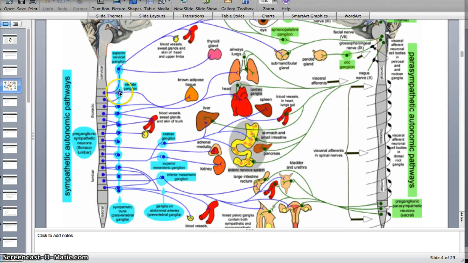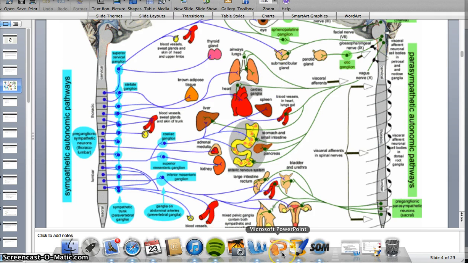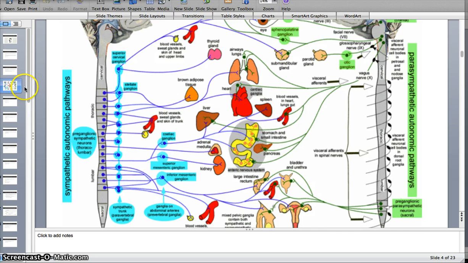Here's our sympathetic, preganglionic within that spinal cord. That's where it originates from. Short pre, long post. Parasympathetic, long pre, short post. So not the most important thing in the world. It's some anatomical differences to note. But of course the fun part is the physiology. So we're going to look right into that. All right, so next question.